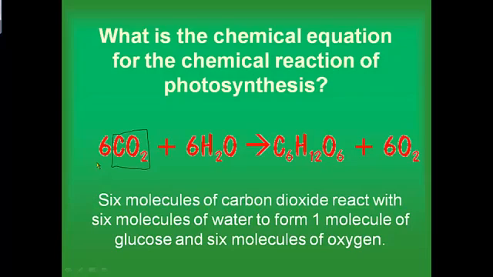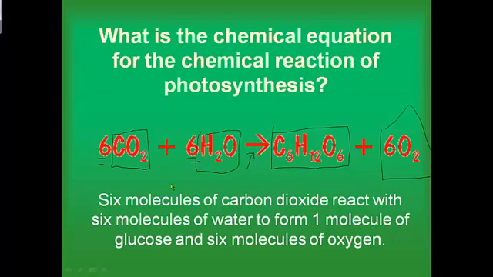You need 6 carbon dioxide molecules plus 6, remember this is the formula for water, water molecules makes or yields, this is the chemical equation for starch or sugar, or glucose, plus, and this is the oxygen that is the waste product. You have 6 molecules of oxygen that are released into the atmosphere. So this is the chemical equation. 6 carbon dioxide plus 6 water yields sugar or glucose plus 6 oxygen molecules that are released into the atmosphere.